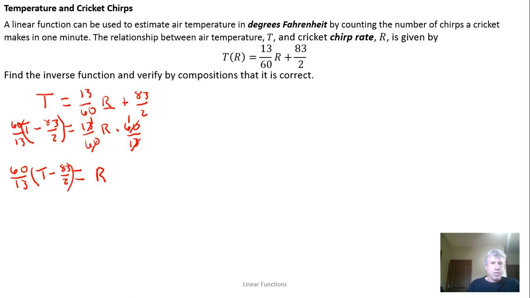And if the directions only indicate that we are supposed to find the inverse function, we can stop right here, and this is good.